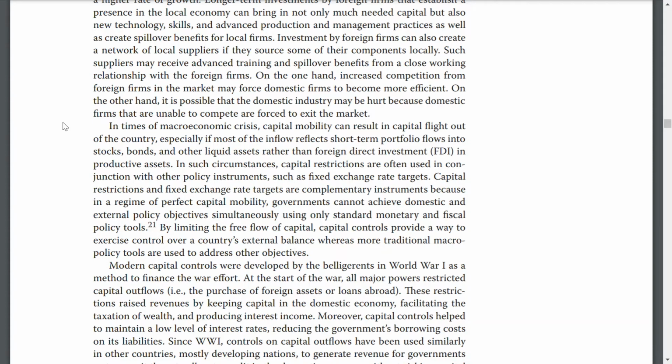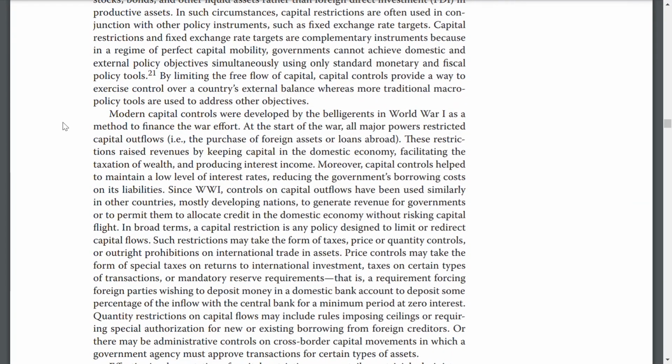Modern capital controls were developed in the remnants of World War I as a method to finance the war effort. At the start of the war, all major powers restricted capital outflows, i.e.